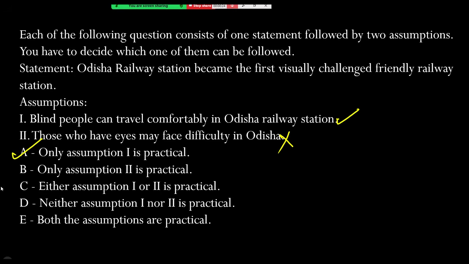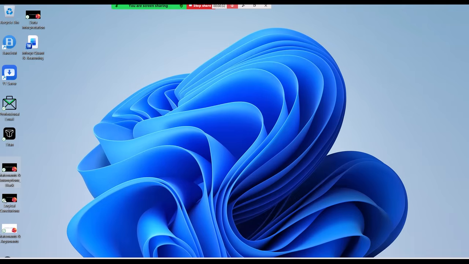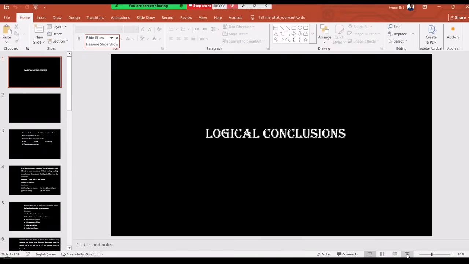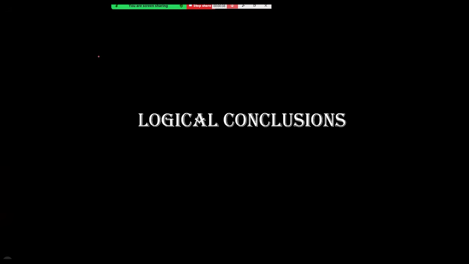So thinking on the positive side is what this entire subject is all about. The statements and assumptions topic is all about thinking on the positive side. I believe you people understand, right? So this is the outline regarding statements and assumptions. Now let's look into logical conclusions as well. We have statements and conclusions, and you can find different types of scenarios in statements and conclusions.